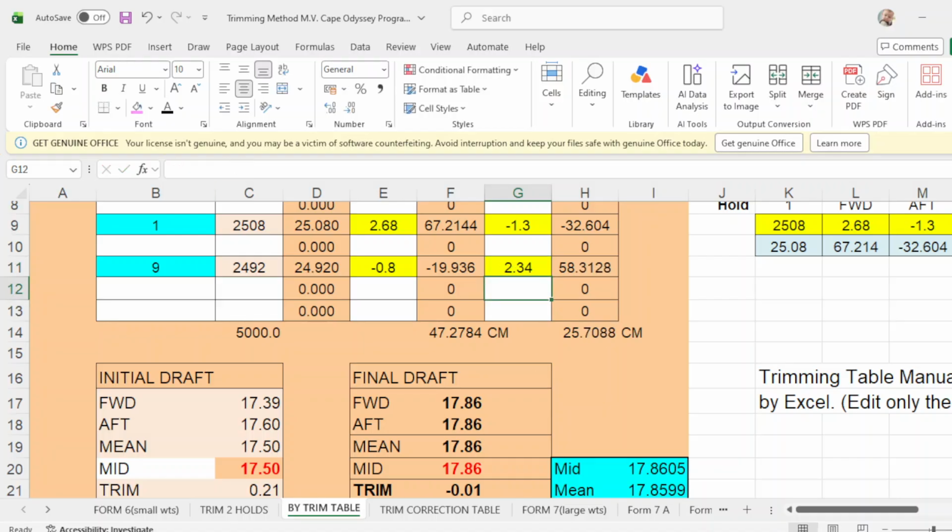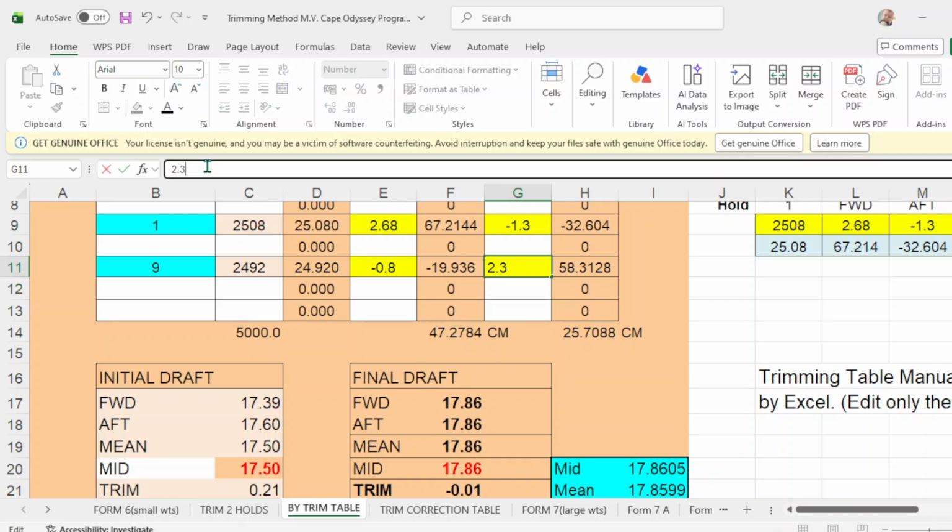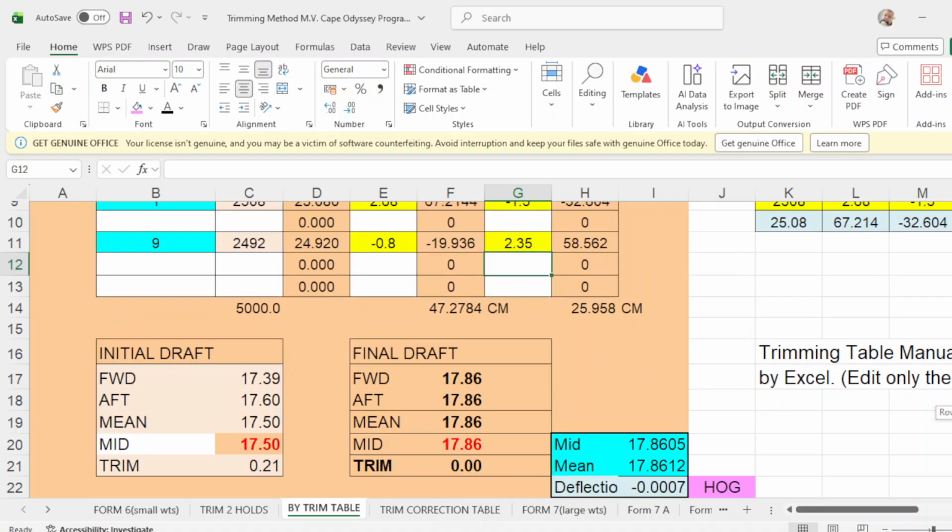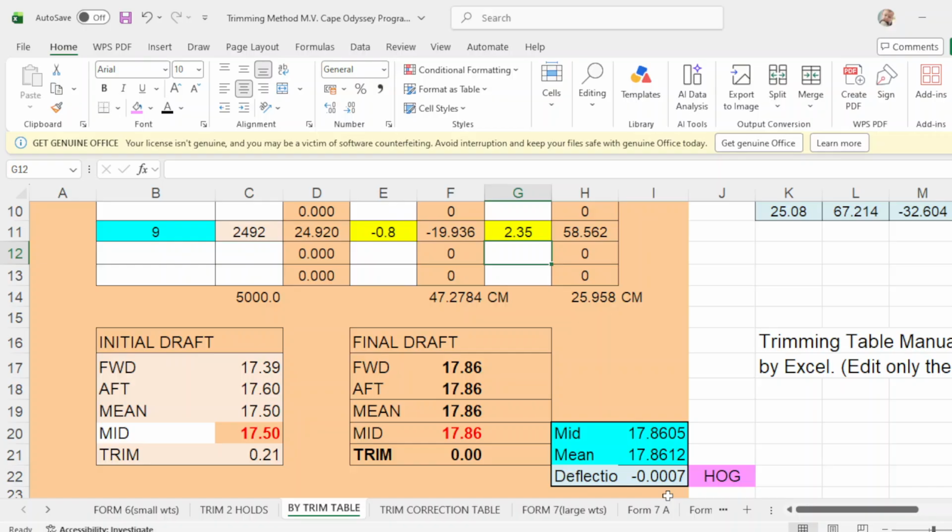Make it 3.4. There you go. But take note of the trim, it's trim by the head, so adjust a little more. 3.5. There you go. Even keel of 1786 and your trim is 0. Take note of your deflection is 0. Almost 0. Total 0. So we adjust this one.